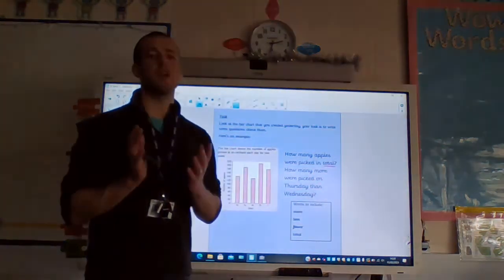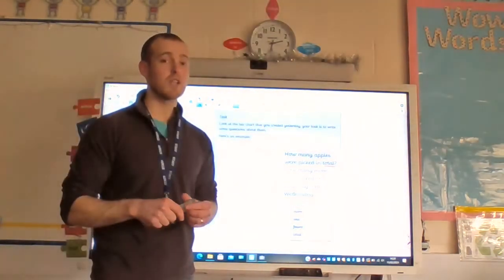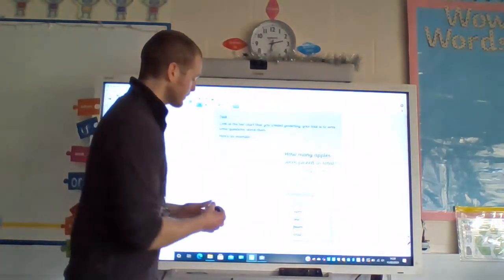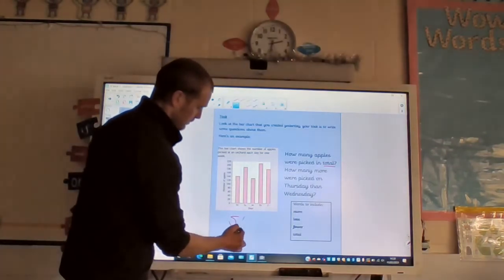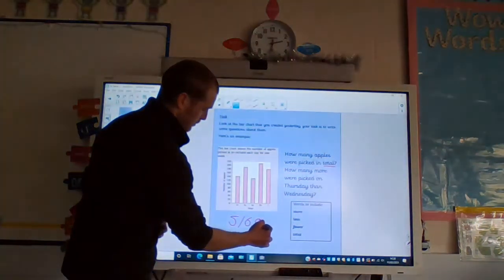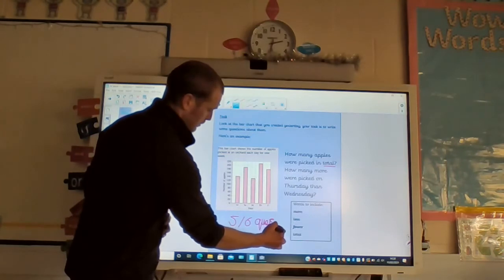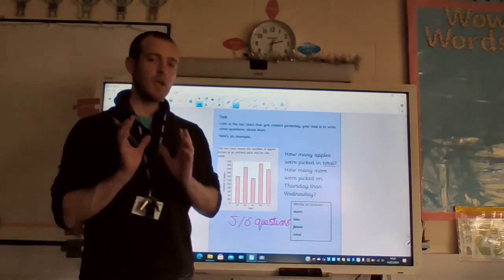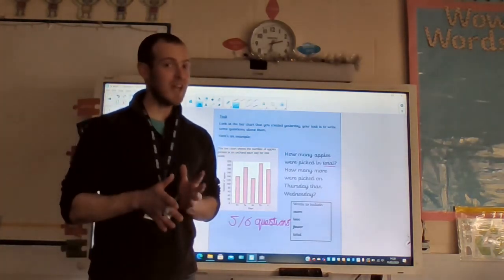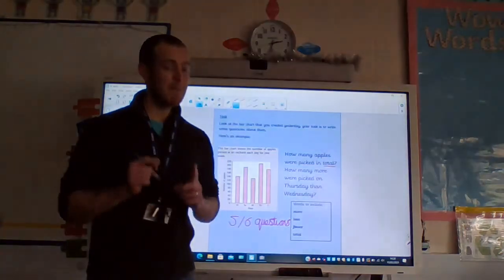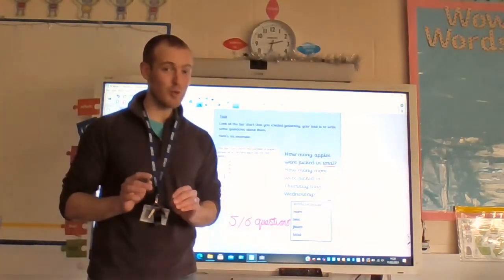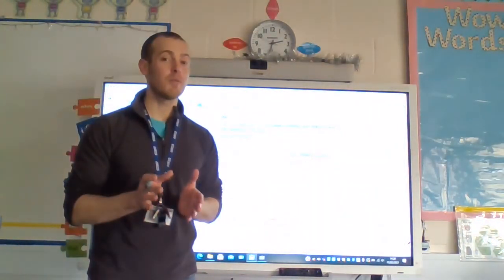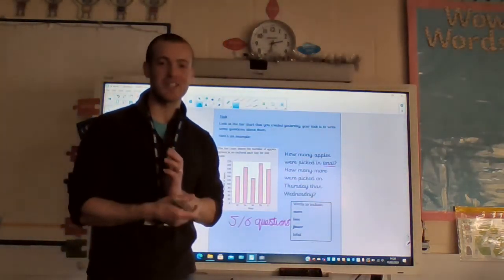So I'm going to give you a little target. I'd like you to have a go at writing 5 or 6 questions about your bar chart. The second part of the task is to get somebody else to answer them. But you'll need to make sure that you've created an answer sheet so that you can mark the person who's answering your questions to see how many they get right.